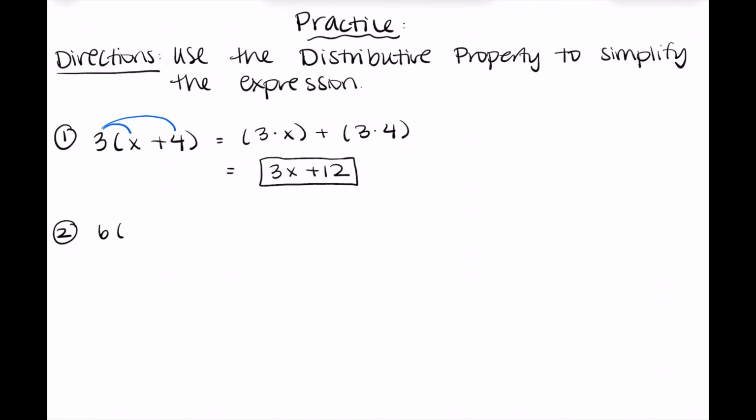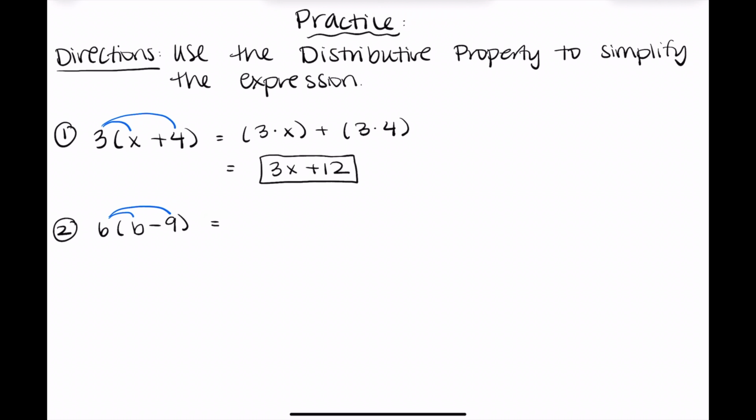Now we will move on to our second example for today. For number 2, we have 6 times the quantity b minus 9. Same thing here: we're going to draw out our rainbows. That 6 is going to be distributed and multiplied by b and by 9. So we have 6 times b minus, because there's a minus sign in between here, so be careful with that, 6 times 9. We know that 6 times b gives us 6b. The minus sign will come down with us, and 6 times 9 gives us 54. So our answer for number 2 is 6b minus 54.